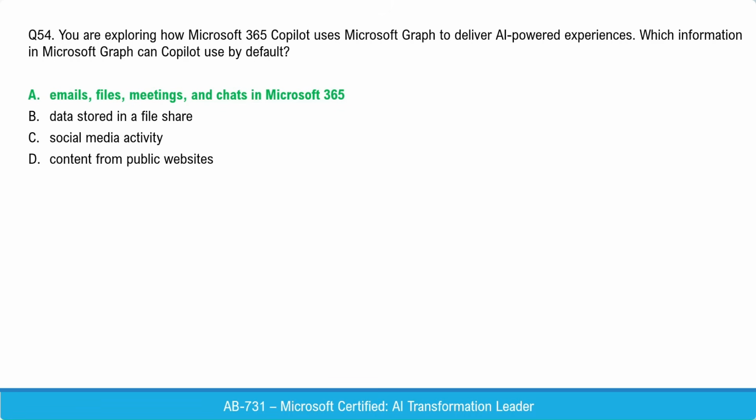Now, looking at other options, option B mentions data stored in a file share. This is not part of Microsoft Graph unless it is explicitly connected using connectors. Option C talks about social media activity, which is external and not part of Microsoft Graph. And option D refers to content from public websites, which is also not included in Microsoft Graph by default. So the key takeaway is that Copilot uses Microsoft Graph to access internal M365 data, not external sources. That's why the correct answer is option A.